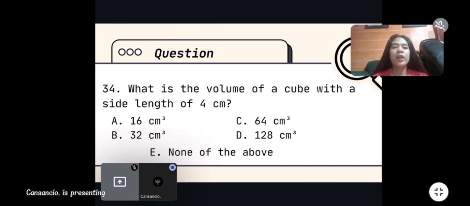What is the value of a cube with a side length of 4 cm? A, 16 cm squared, 16 cm cube. B, 32 cm cube. Letter C, 64 cm cube. D, 128 cm cube. Or letter E, none of the above.